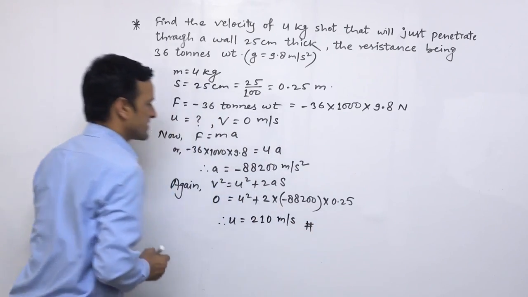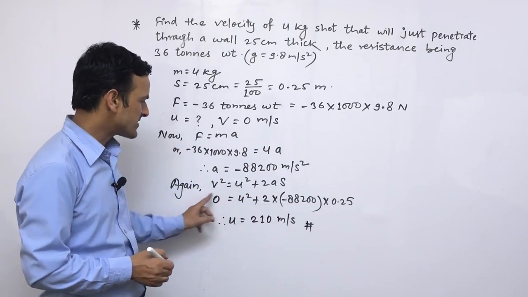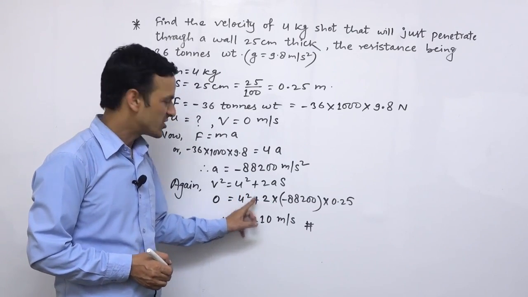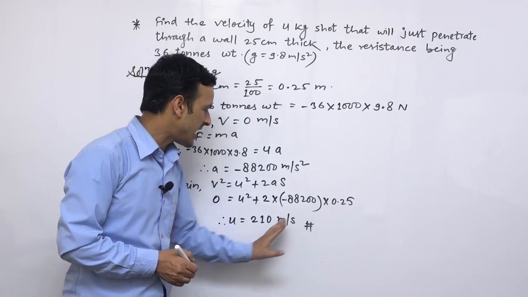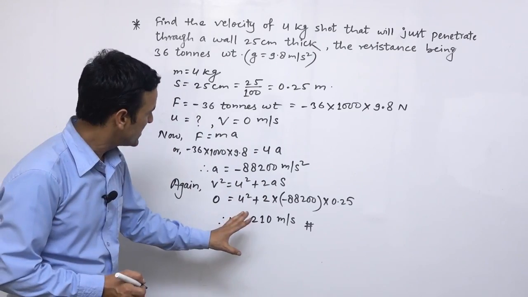So this is the answer. So use calculator for this one. So minus becomes plus, and for u square, to find u we can take the square root. So our final answer is 210 meter per second. So this is the solving process.